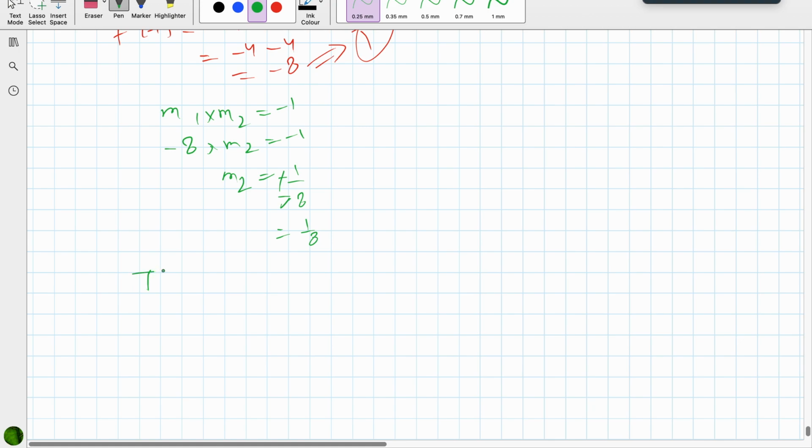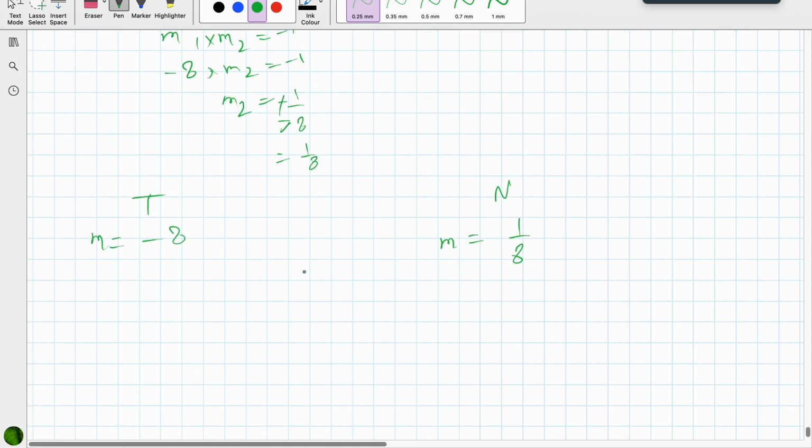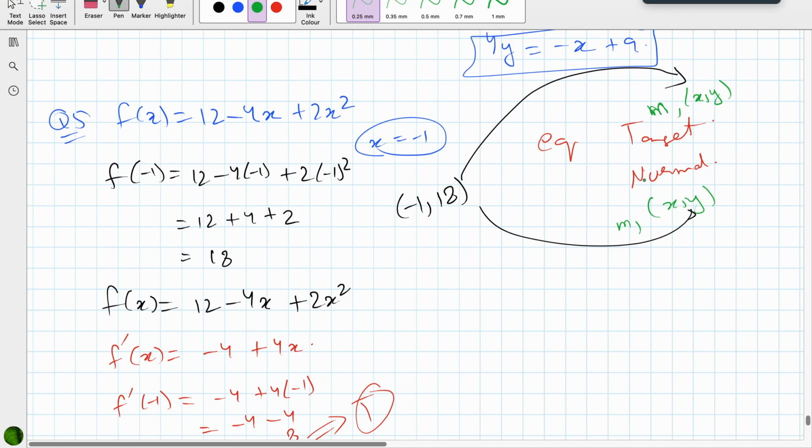Now I can say that for the tangent, the gradient is minus 8. For the normal, the gradient is plus 1 by 8. For the tangent, the point is, what was that, minus 1, 18. This is minus 1, 18. We had the equation, and in the equation we substituted x to find y first. So we have x, y.